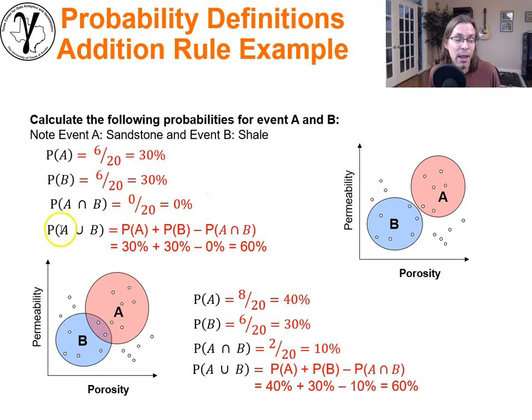0% probability. And the probability of A union with B, the A or B operator, now we can see that we do the probability of A plus probability of B. There's no intersection, and it's just 60%. We can count the points in both, confirm that works. Same thing with this figure right here, but we have an intersection.